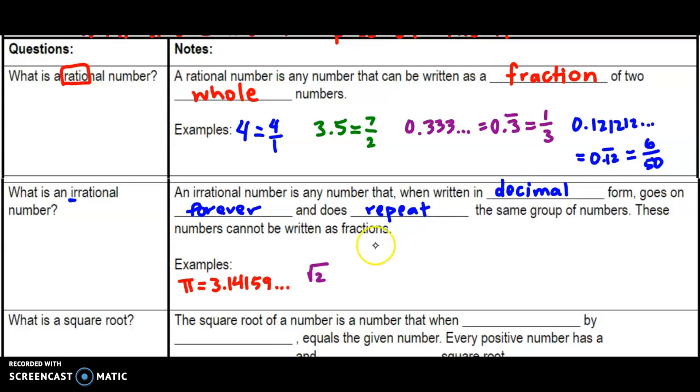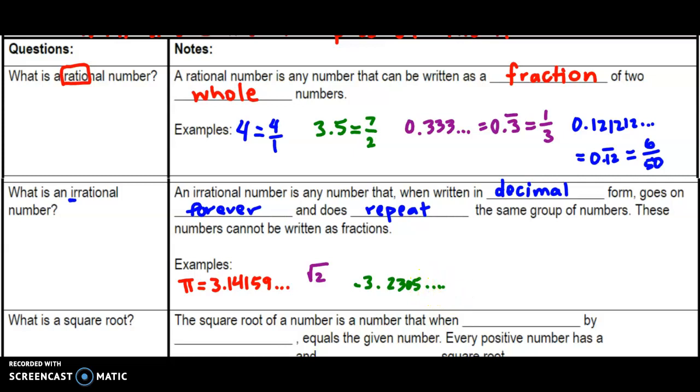Or any number that's just a decimal that keeps on going and doesn't repeat the same numbers. Like negative 3.2305 and so on. The dot, dot, dot means that it keeps going. And right now it's not really doing anything. It's just kind of random, and it's just going to keep being random.